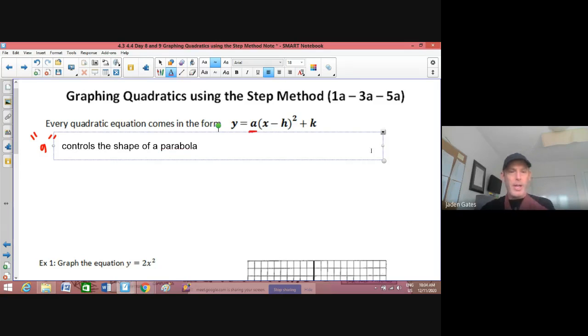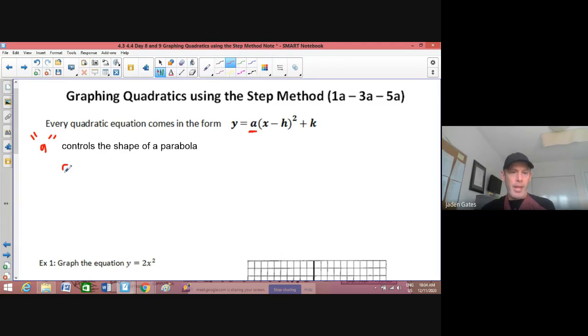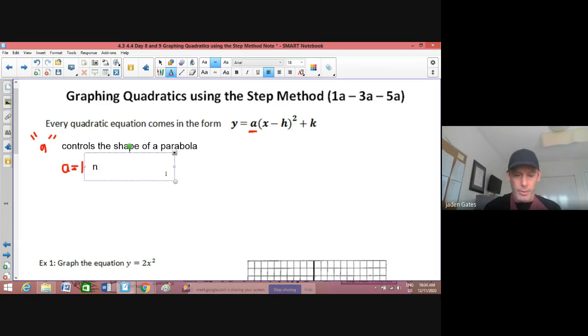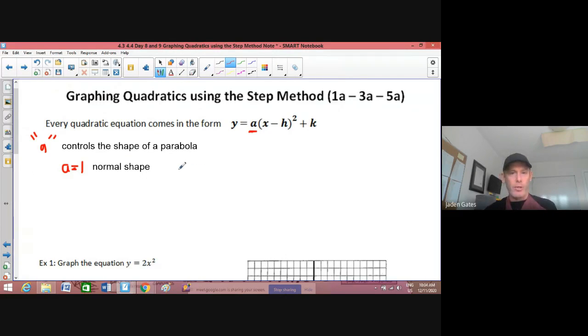All right. Now, you've got 3 different things that can happen. First off, if a equals 1, the parabola has a normal shape. That's all the ones we just dealt with. All right, so our a value was always 1. Now, we couldn't see it because there was nothing there, which really meant there was a 1 there. It's one of those secret ones of grade 9 I always look at.